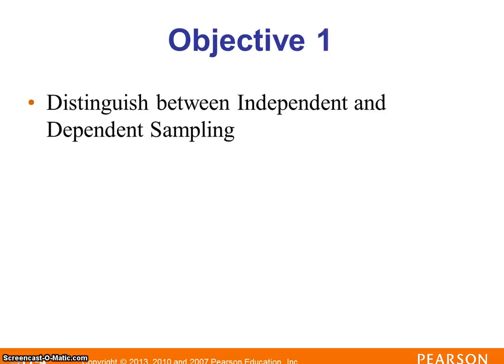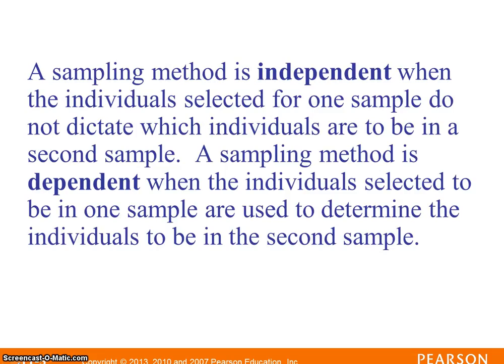So let's look at objective 1 first. Objective 1 is about distinguishing between independent and dependent sampling. A sampling method is independent when the individuals selected for one sample do not dictate, influence, or affect which individuals are to be in the second sample. And a sampling is dependent when the individuals selected to be in one sample have some influence in determining the individuals that are to be used in a second sample.